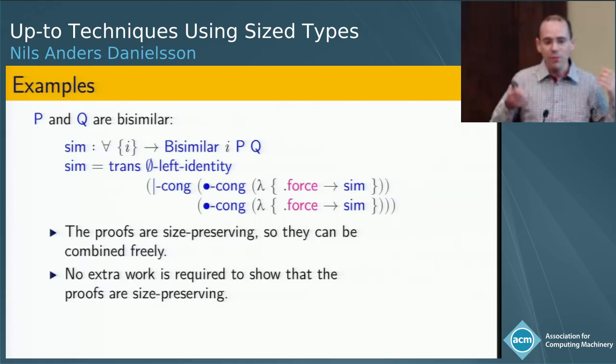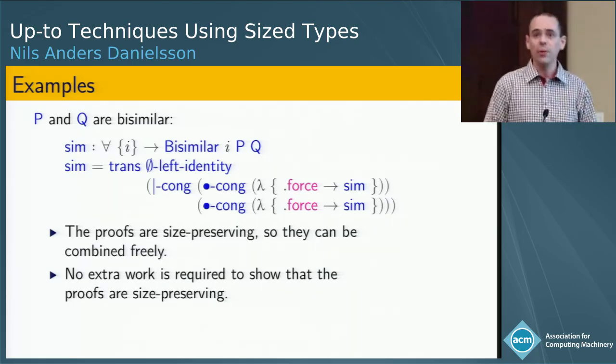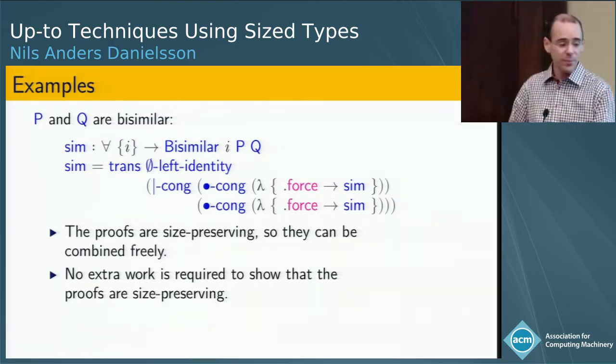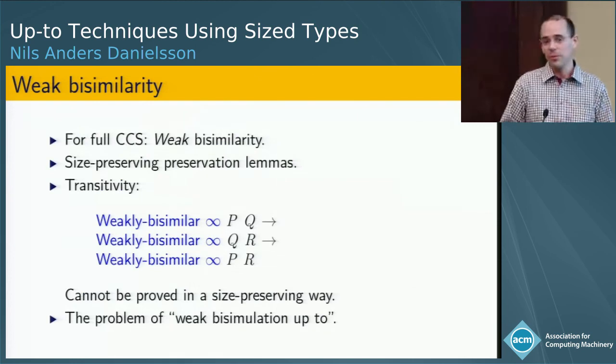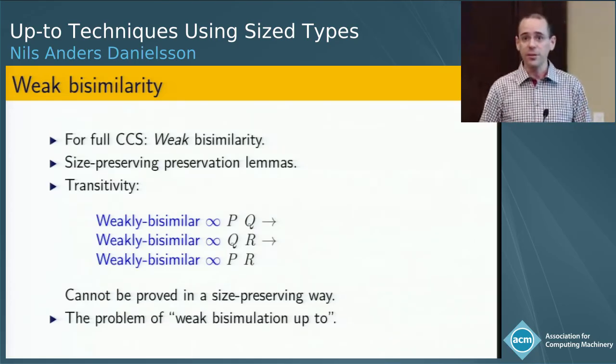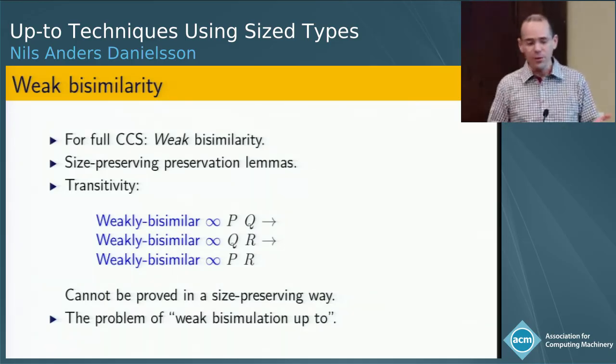Okay, so this is an example of something that works. Now let's consider something that does not work, where something is not size-preserving. So we can consider weak bisimilarity. Well, not for this toy calculus that I presented, but if you take full CCS, we can consider weak bisimilarity, where we basically ignore silent transitions. So this is another equivalence that's often used.